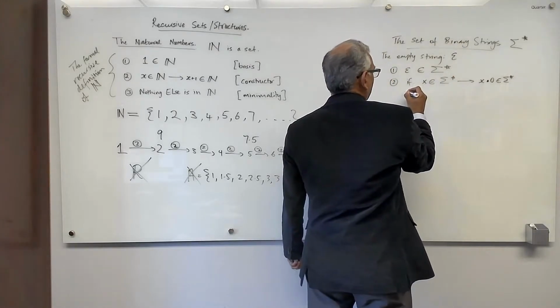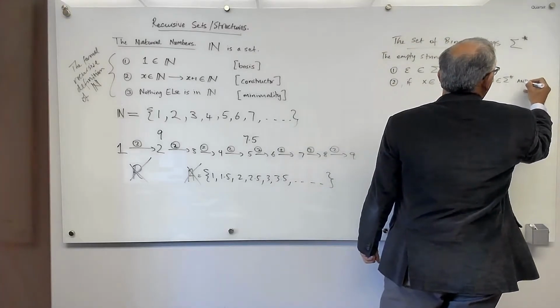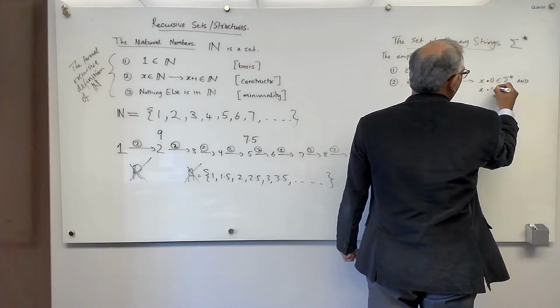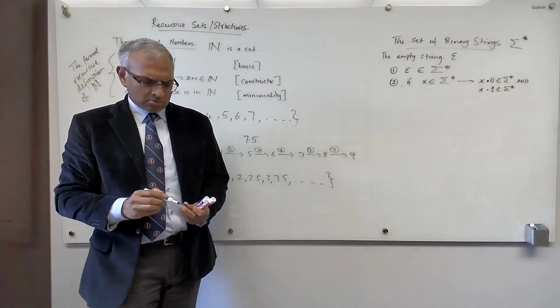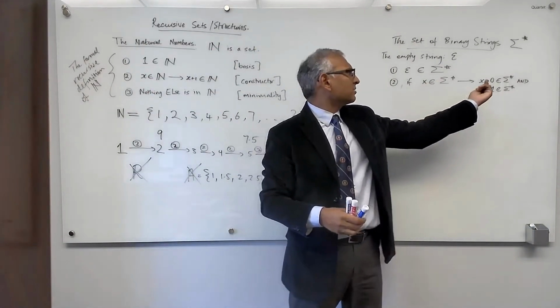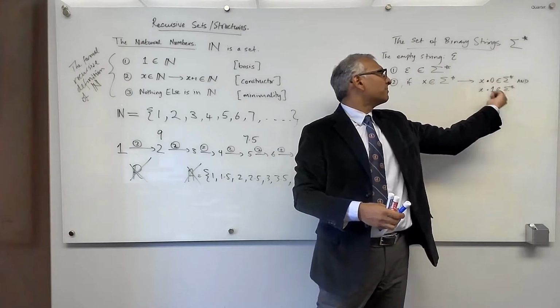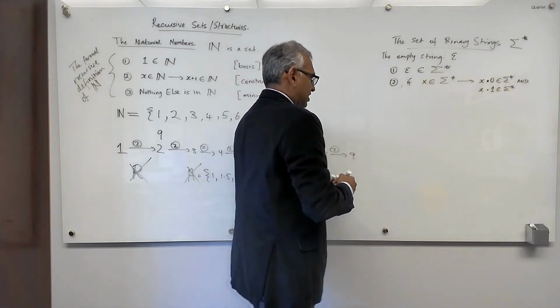And let's call that... and X concatenated with 1 is in sigma star. Okay. So this is a complex rule. It says that if ever you find something in sigma star, then you can append 0 and you can append 1, and that's also in sigma star. So let's see what this sigma star is.